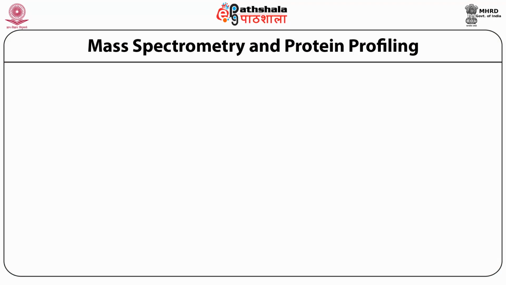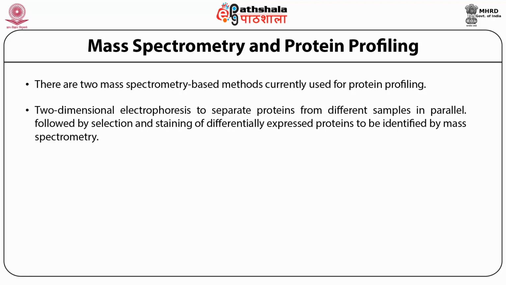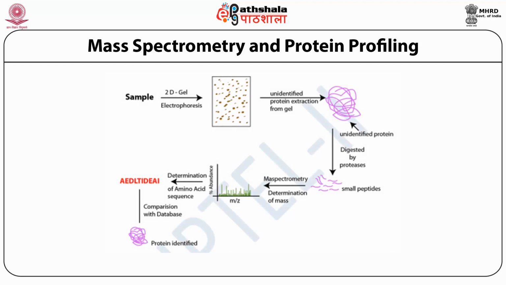Mass spectrometry and protein profiling. There are two mass spectrometric-based methods which are currently used for protein profiling. The first is two-dimensional gel electrophoresis to separate proteins from different samples in parallel, followed by selection and staining of the differentially expressed proteins to be identified by mass spectrometry. Here we are discussing how the proteins will be studied for the identification of those proteins.